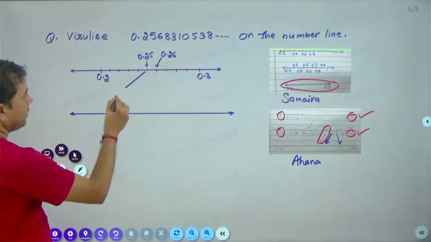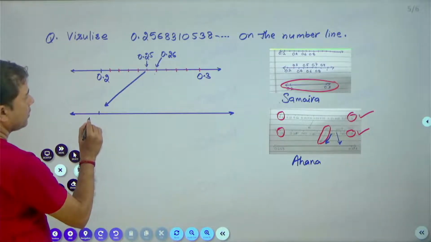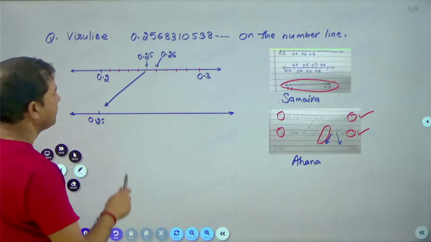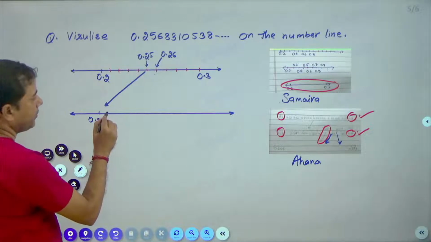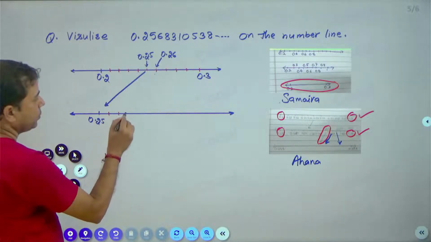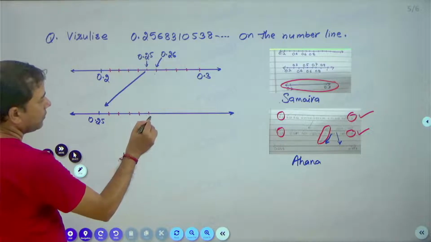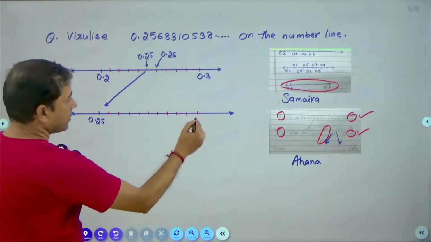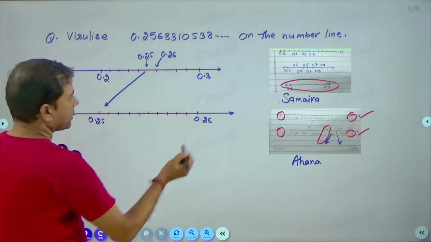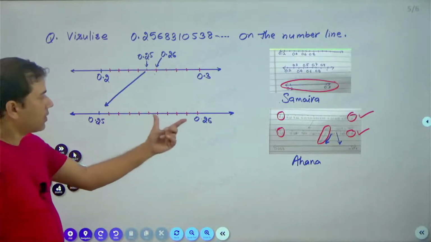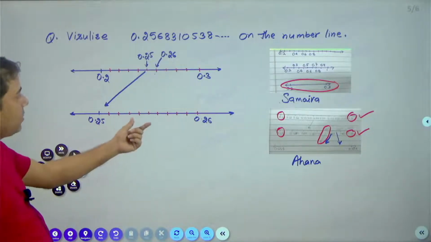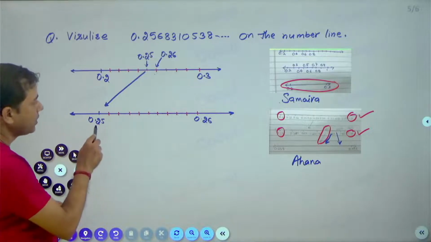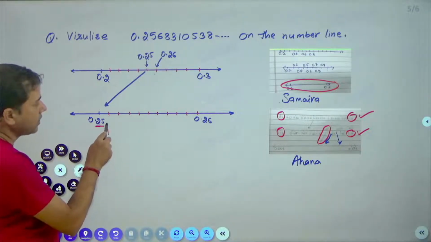First number comes here, 0.25 and then 0.26 here. I'll take 10 equal parts. 1, 2, 3, 4, 5, 6, 7, 8, 9, 10. This is 0.26. Now again, I will not write each of them. I will write only the required two numbers. Two digits already taken, 2 5. I will consider the third digit now.